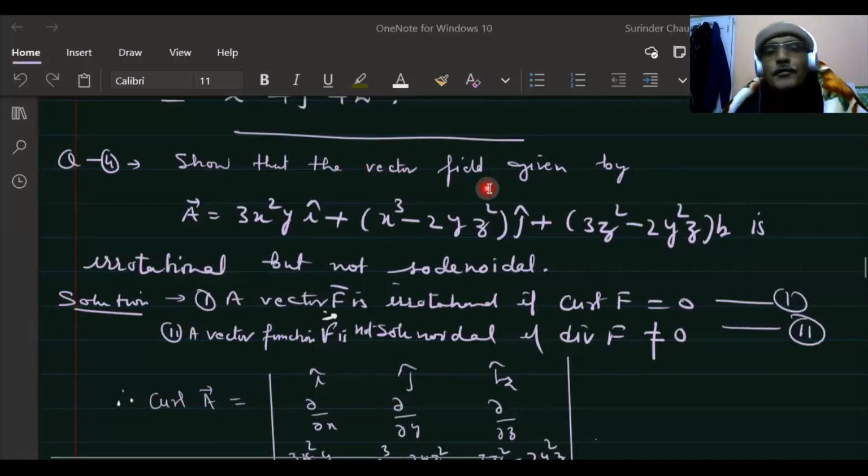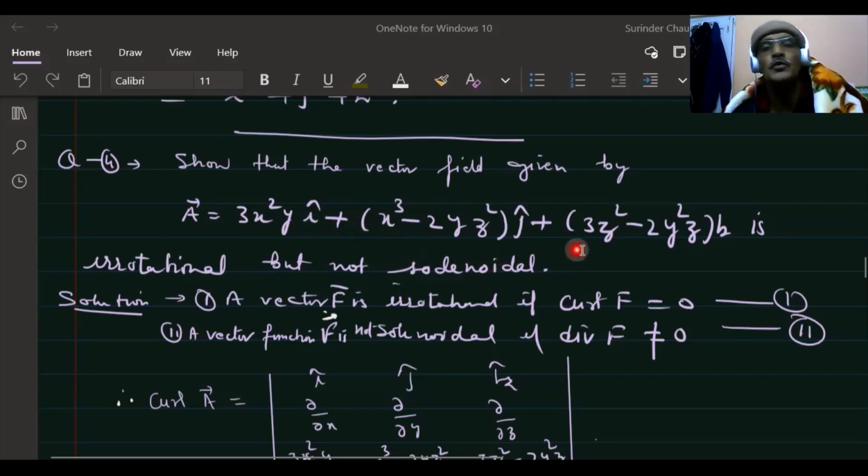Next, show that the vector field given by A vector equal to 3x squared y i plus x cubed minus 2yz squared j plus 3z squared minus 2y squared z k is irrotational but not solenoidal. To show this vector field is irrotational, we have to show that the curl of this vector is equal to 0. To show it is not solenoidal, we show that the divergence is not equal to 0.